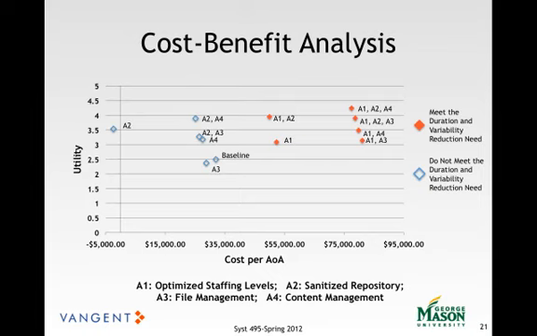The desirable region for this chart is for high utility and low cost, which is in the top left region of the chart. The combination of optimized staffing levels and maintaining a sanitized repository is the closest to the desirable region among those alternative configurations which do meet the duration reduction and variability reduction need.